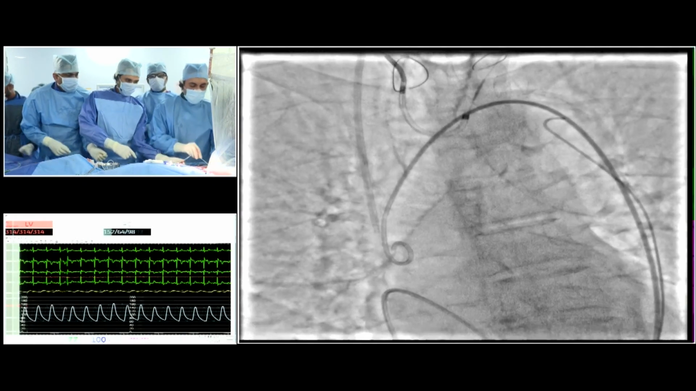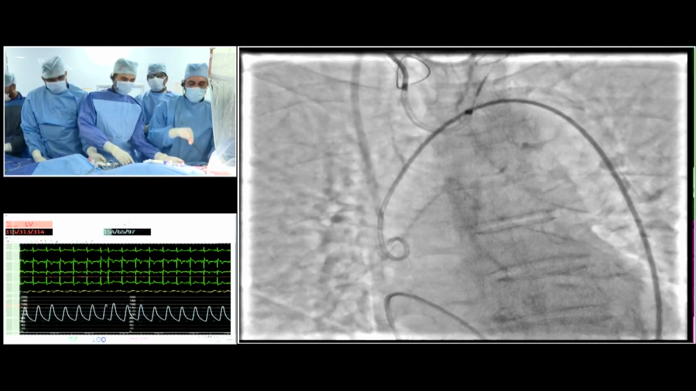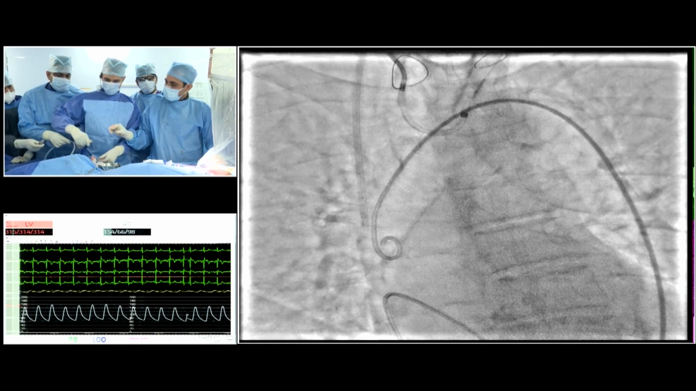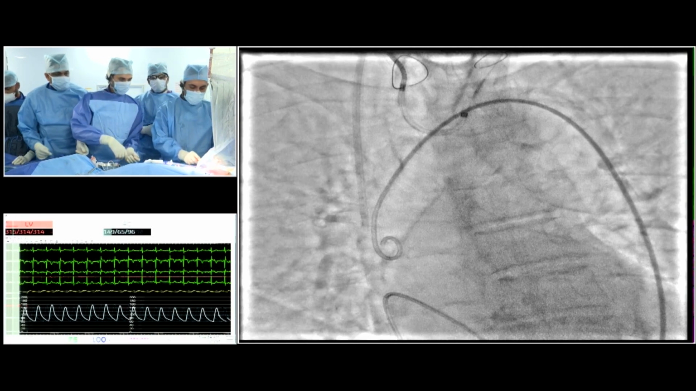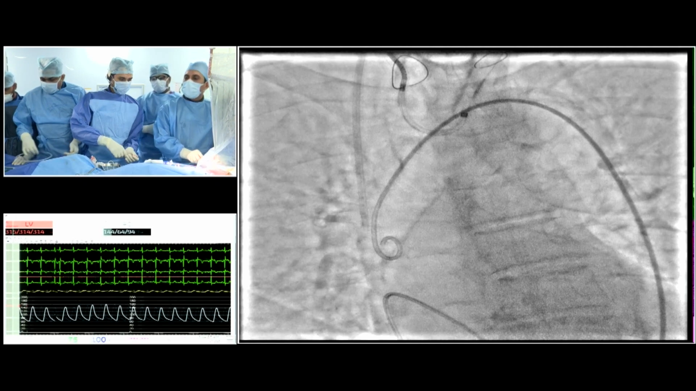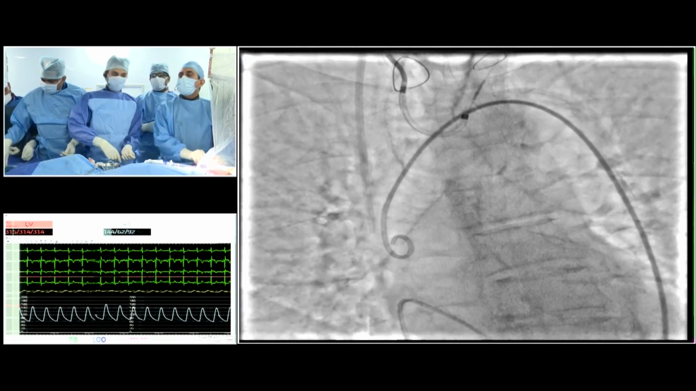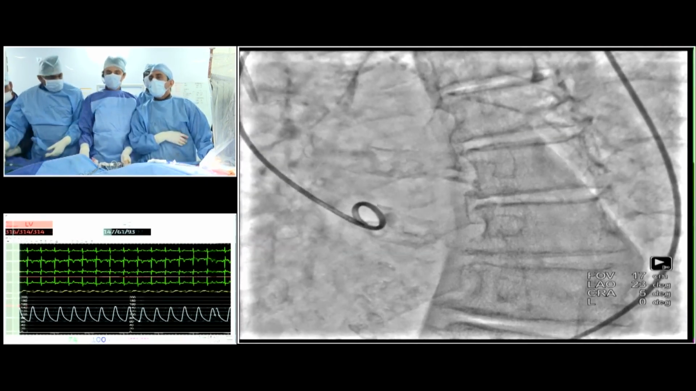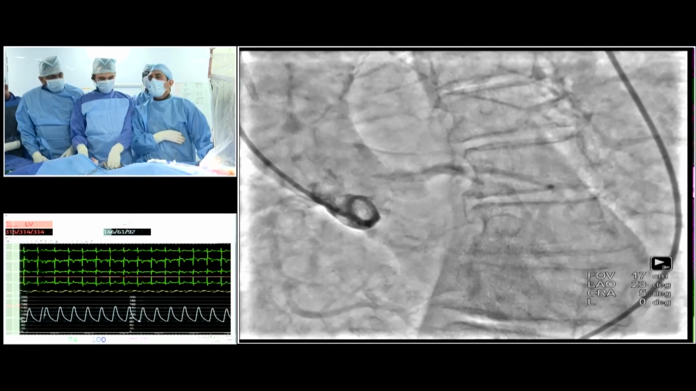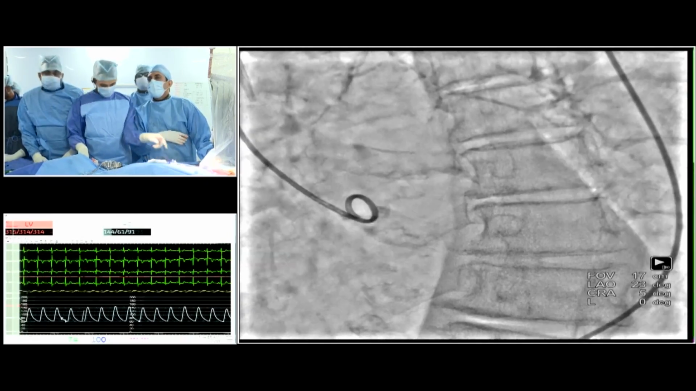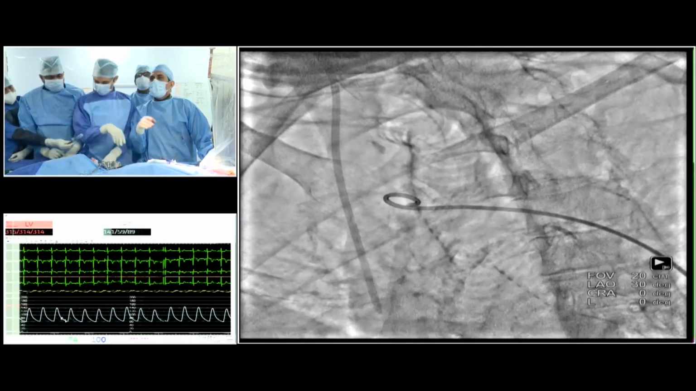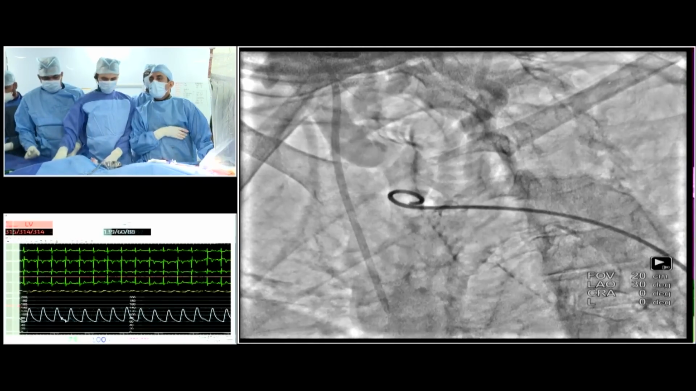So here's a 9 French sheath. Can you hear the stiff wire? You can also play the angiogram. Let's see what all we have done here. So that's the aortogram, and you can see there's significant aortic regurgitation as well because we did a BAV in this patient with an 18 balloon. Next one. This is the first one. So we did an arch angiogram, and next one.